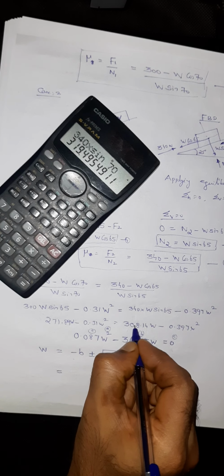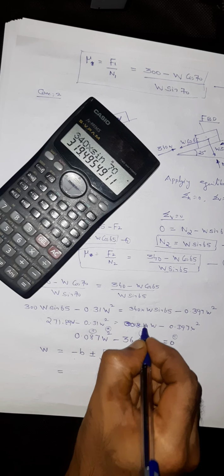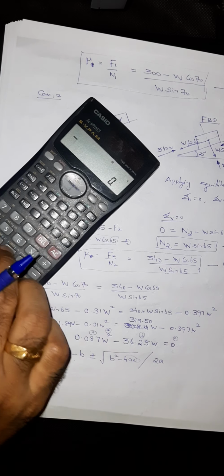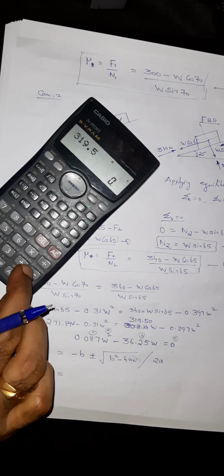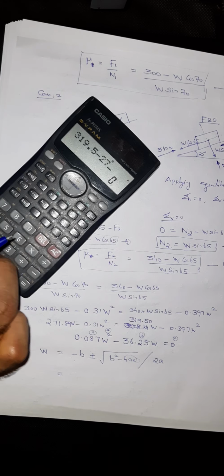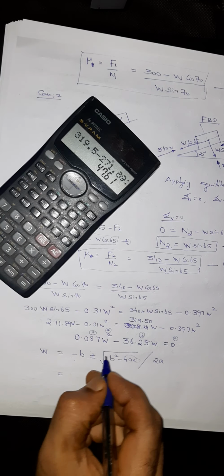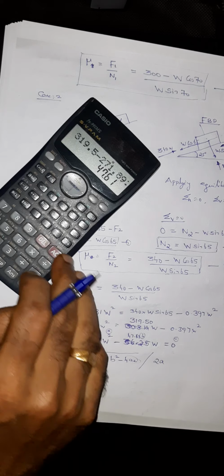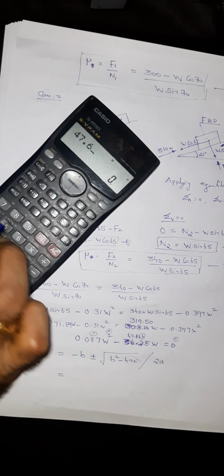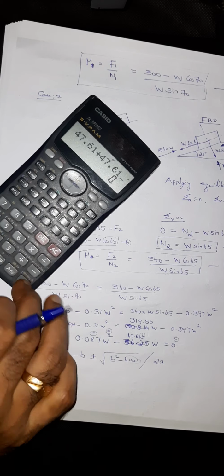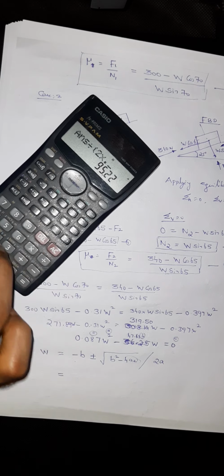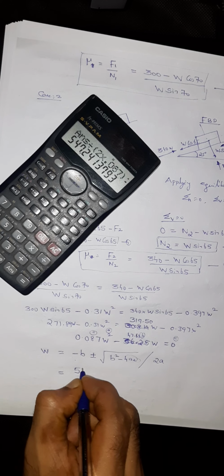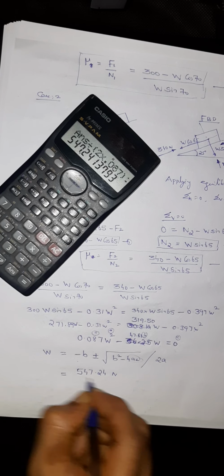So there is a calculation error over here. This is 319 instead. You'll have to be very careful while using the calculator. So 47.61. So the b value is 47.61 plus 47.61, divided by 2 into 0.087, right? Which works out to 547.24 Newton. W is equal to 547.24 Newton.